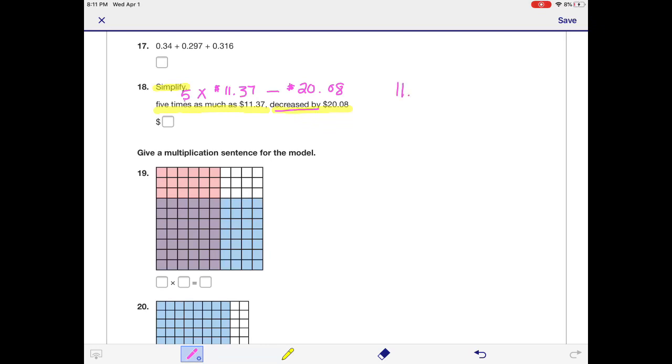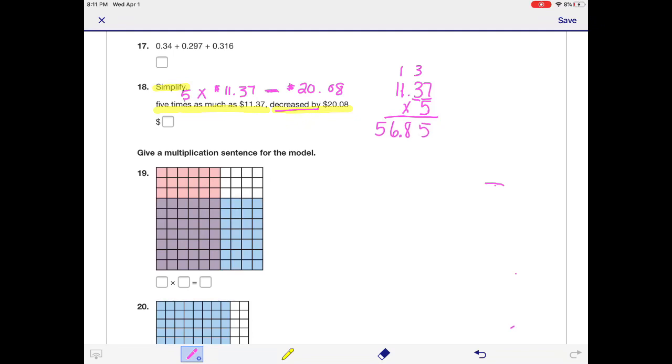So let's take $11.37 times 5. 5 times 7 is 35. 5 times 3 is 15, plus 3 is 18. 5 times 1 is 5, plus 1 is 6. 5 times 1 is 5. And we've got 2 decimal places, so we have to take this decimal and move it 2 over. So we've got 56.85 or 56 85/100.